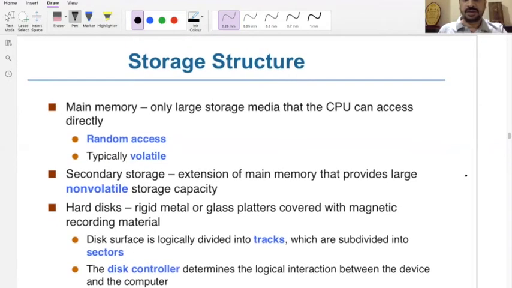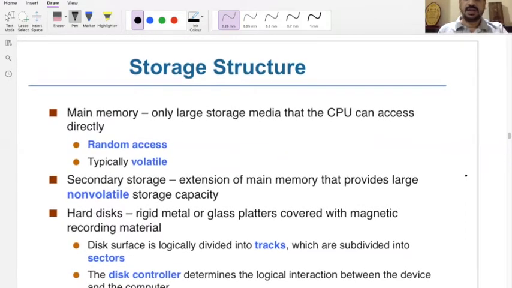The new topic is called storage structure. Now, in our computer system, what are the different storage areas or storage devices we have? We'll see them one by one and try to understand all the storage devices. What is the meaning of storage? Storage means where we store our data, either for a smaller period of time or for a larger period of time.